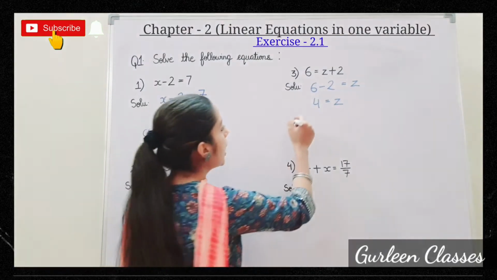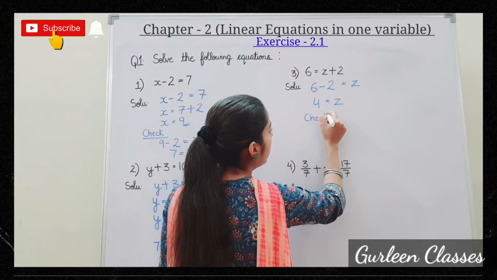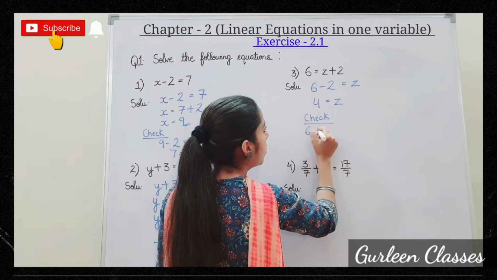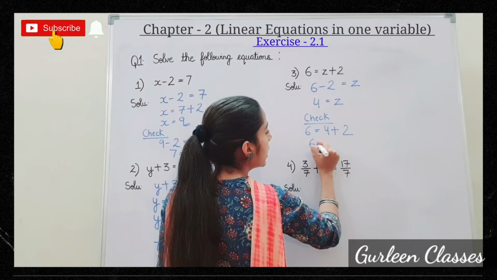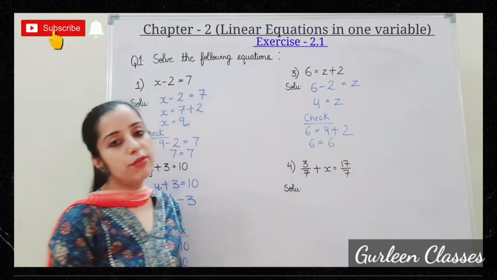Now let us check by substituting the value. So here 6 is equal to z plus 2. 4 plus 2. 6 is equal to 6, hence verified.